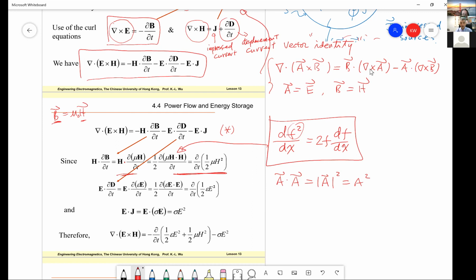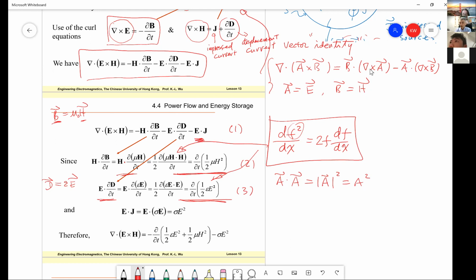So this becomes a scalar. And the second term, related to the electrical field, we also know the constitutive relation. We also know this relation by using the same rule, and we have another power relation. So let's label these equation 1, 2, 3.